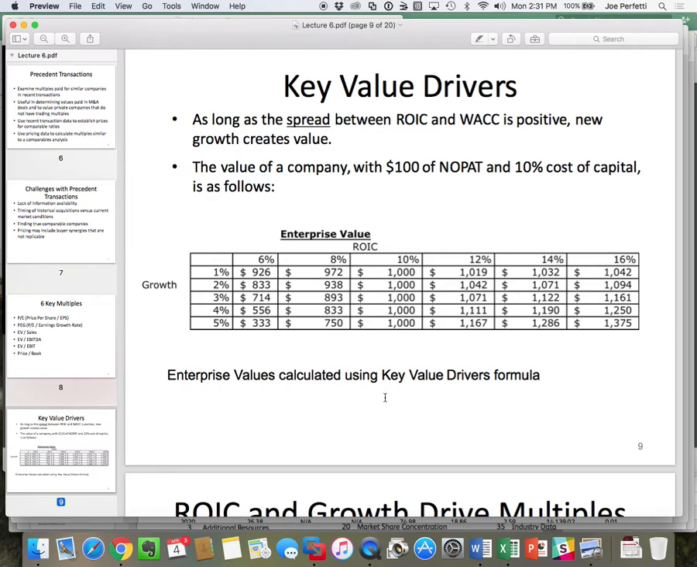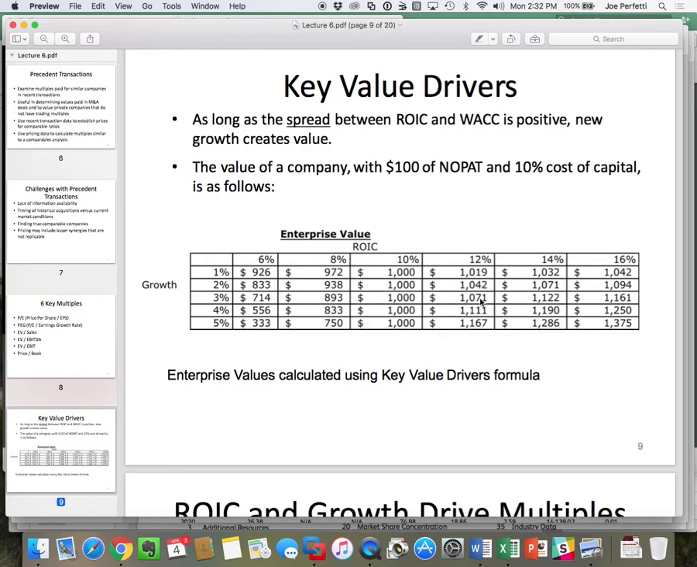So using the key value driver equation, NOPLAT times (1 minus growth over ROIC) divided by (WACC minus G). So here is a NOPLAT, 100. Here is a WACC, 10%, right? And then here are different growth rates, different G's and different ROICs. Running them through that equation, we get this table. Okay, so it's just a table of results, putting those numbers with those different growth and ROICs through the key value driver equation. That would be the results.